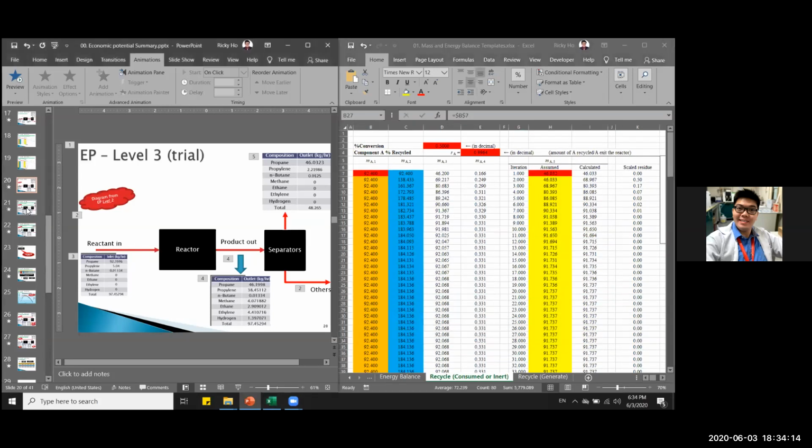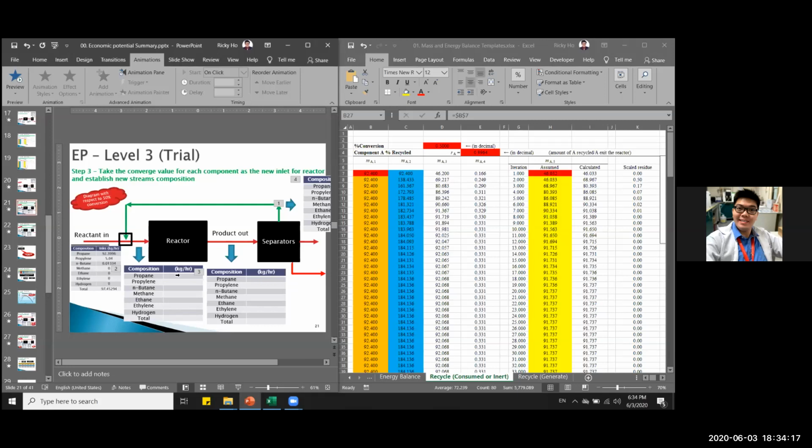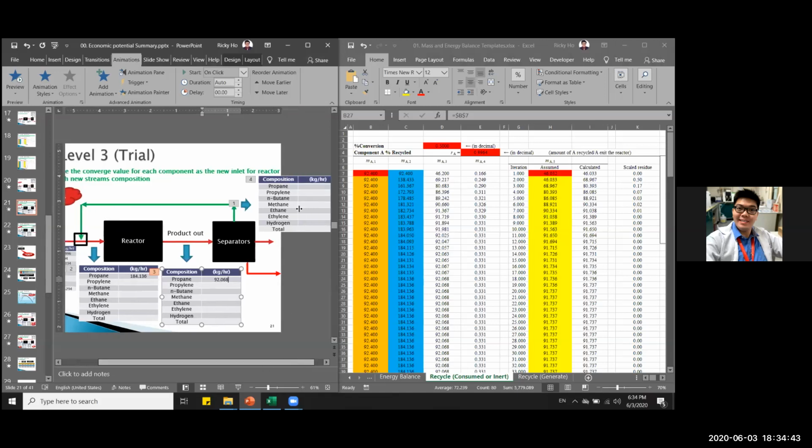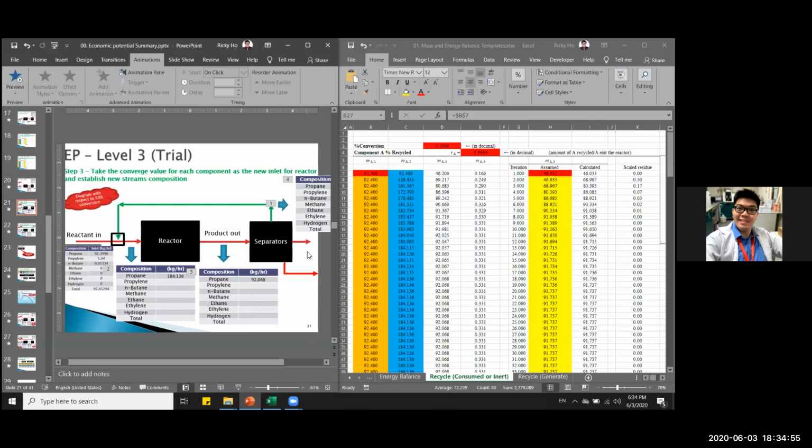So let's make a new Excel sheet, the PowerPoint sheet. So now the propane that is entering your process or the reactor is 184.136. And then the propane exiting your reactor will be 92.068. And the propane that is recycled will be 91.737. With that, you're done for the propane.